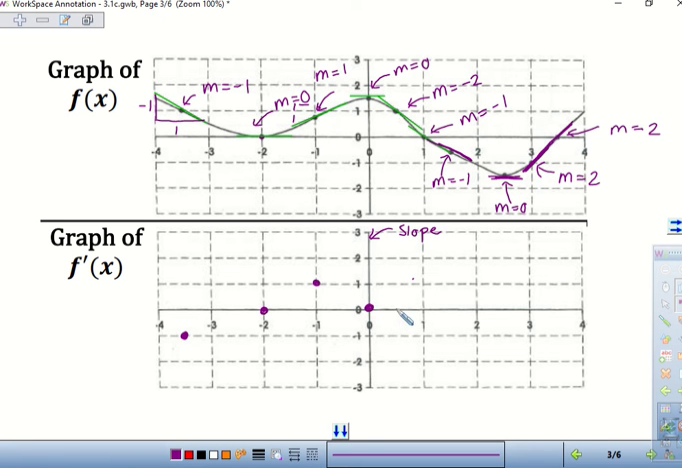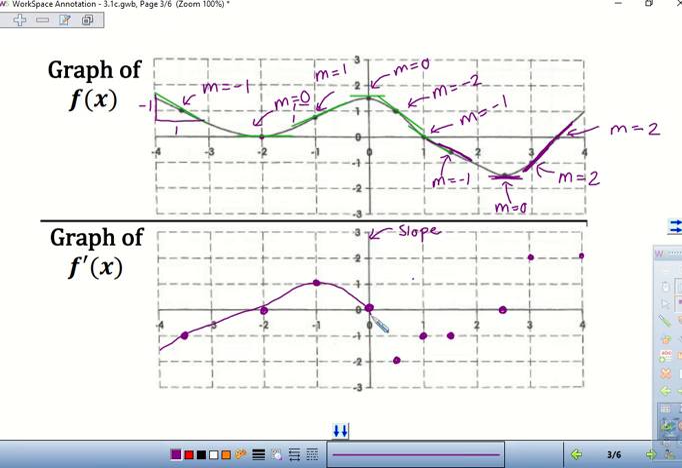What did we estimate the slope to be at 0.5? -2. So we plot at 0.5, -2. What did we estimate the slope to be at 1? -1. So we plot at 1, -1. What about at 1.5? -1. What about at 2.5? 0. So we plot at 2.5, 0. At 3, we estimated it to be 2, and at 4, we estimated it to be also 2. So now we can connect this.